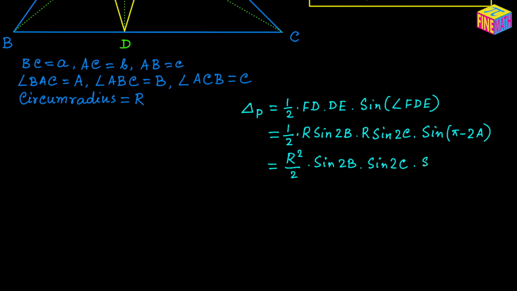So here I am going to write sine of 2A, and if we rearrange this a little bit, we can write it as R square over 2 times sine of 2A times sine of 2B times sine of 2C. So this is one of the formulas for the area of the pedal triangle.